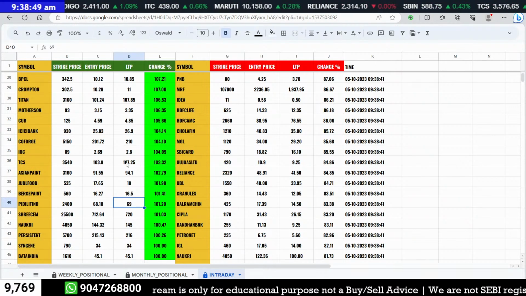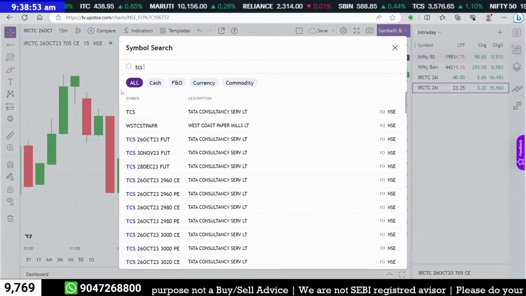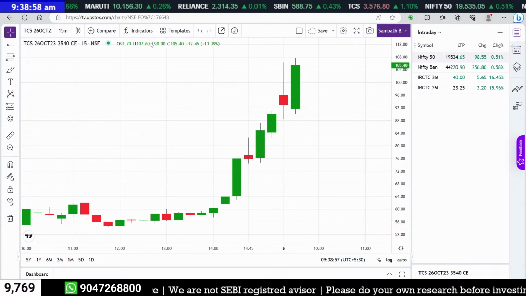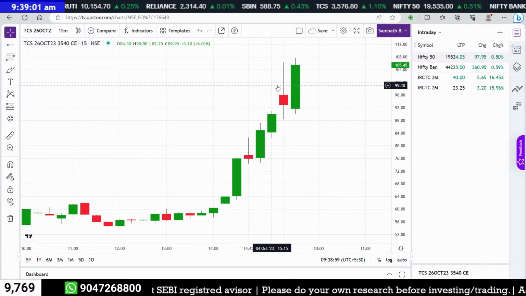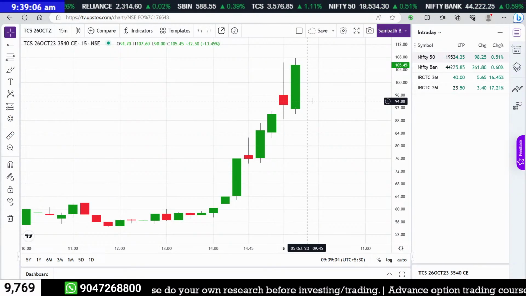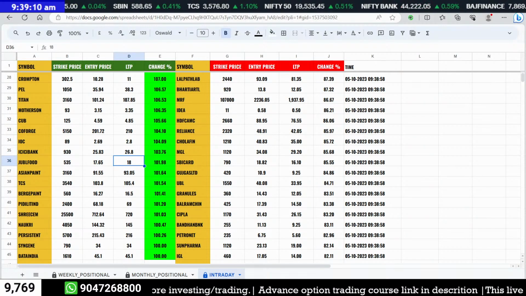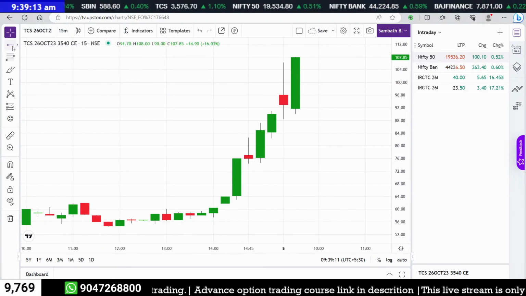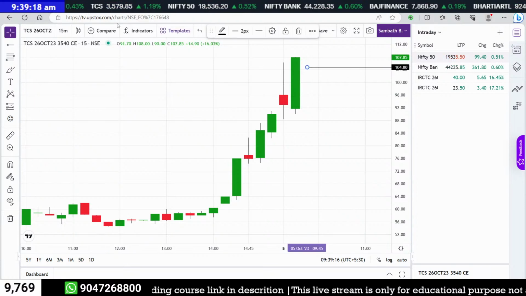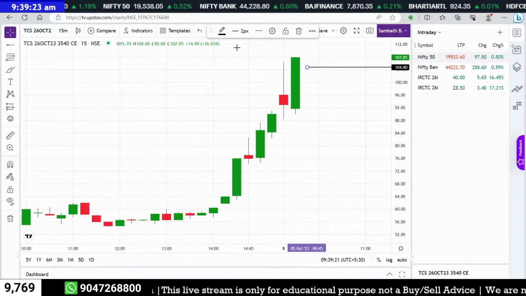TCS, you can see TCS 3540 and nearby result. First candle high is around 3540, 106. Now it is on this top level and our breakout point is 104. So it is nearing that level. It is already higher, but we can try 103.8 if it reaches back.